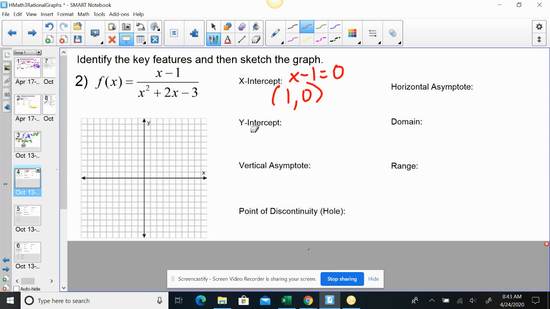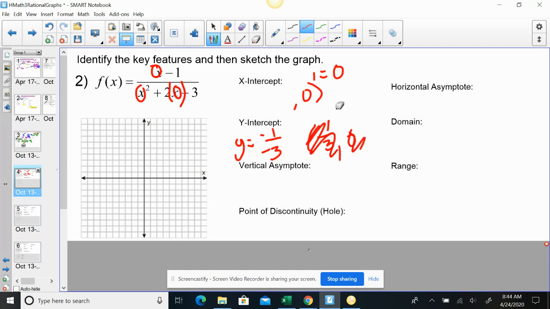Y-intercept means your x is 0. So 0 minus 1 is negative 1. 0 squared plus 2 times 0 minus 3 is negative 3, which means negative 1 divided by negative 3 gives you 1/3. So my y-intercept here is going to be 0, 1/3. Okay, we did have a 1 there.